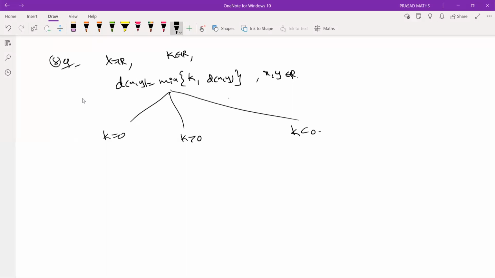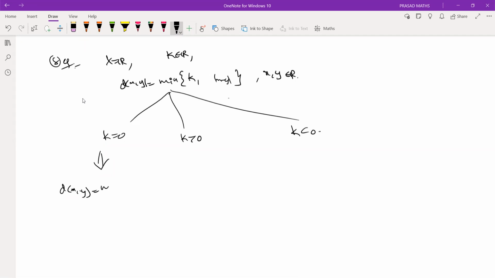There are three problems. Suppose k equals 0, what is my distance function? This is my delta, you need to use this notation delta, or else you take the reverse: mod of x minus y. This is d of x comma y, the minimum of k times mod of x minus y comma mod of x minus y. Is it a metric?